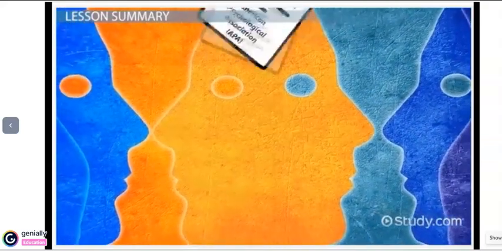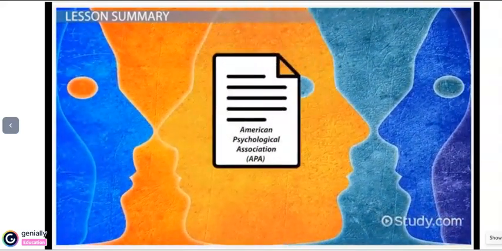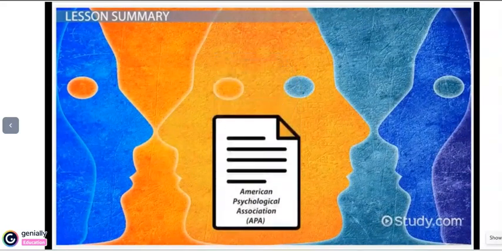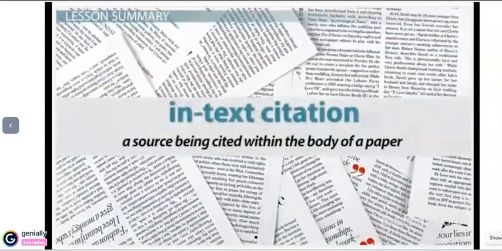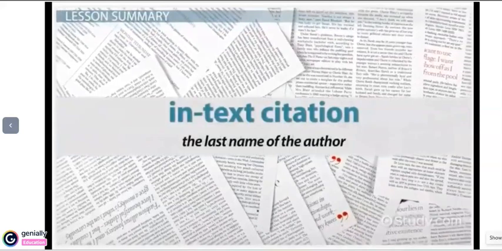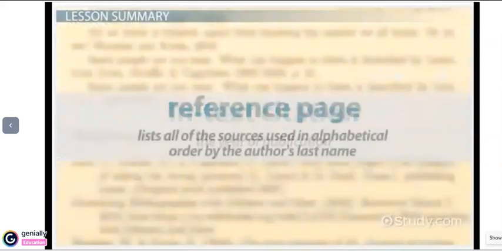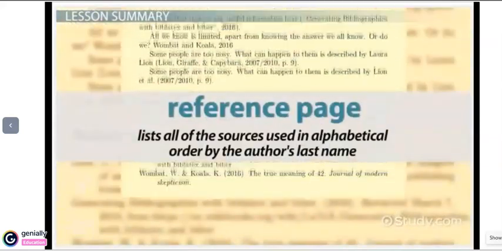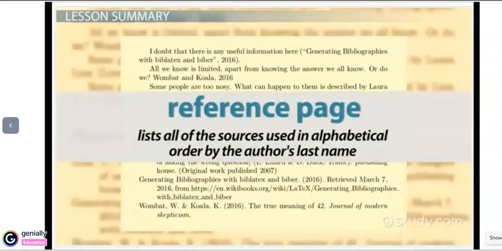Let's review. The style guide issued by the American Psychological Association, or the APA, is one of the common formatting styles in academic writing. An in-text citation is a source being cited within the body of a paper and requires the last name of the author and the year of publication. The reference page lists all of the sources used in alphabetical order by the author's last name.